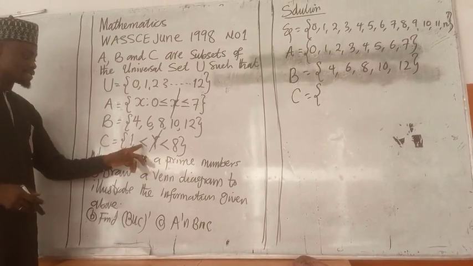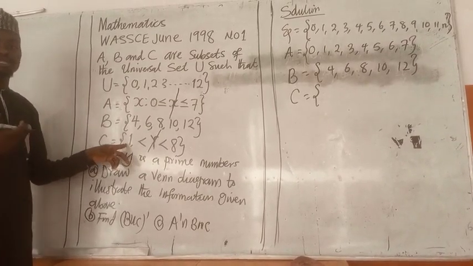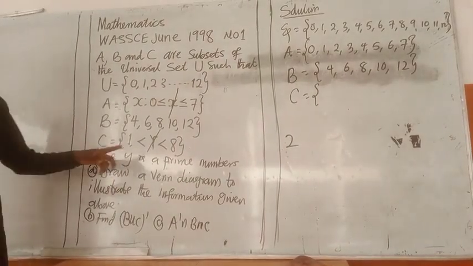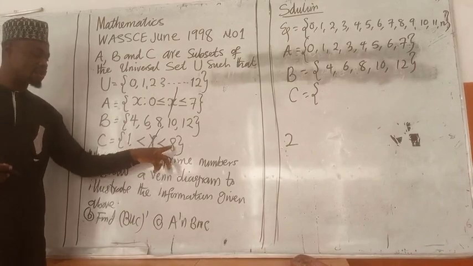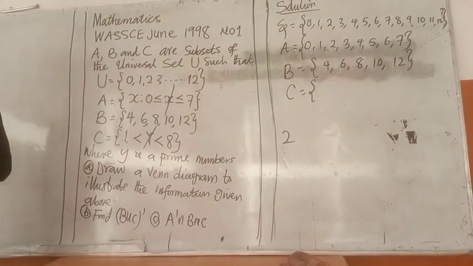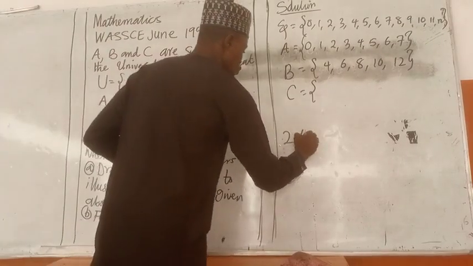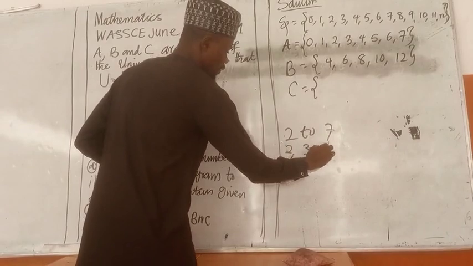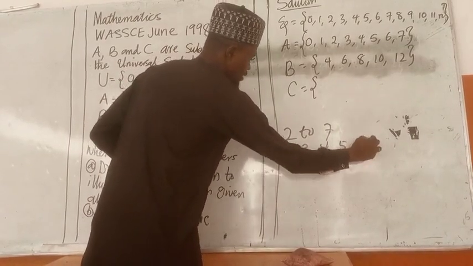Now y is greater than 1. The number that is greater than 1 is 2, starting from 2. Then y is less than what? 8. And the number that is less than 8 is 7, which means it's 2 to 7. Which means we have 2, 3, 4, 5, 6, then 7.